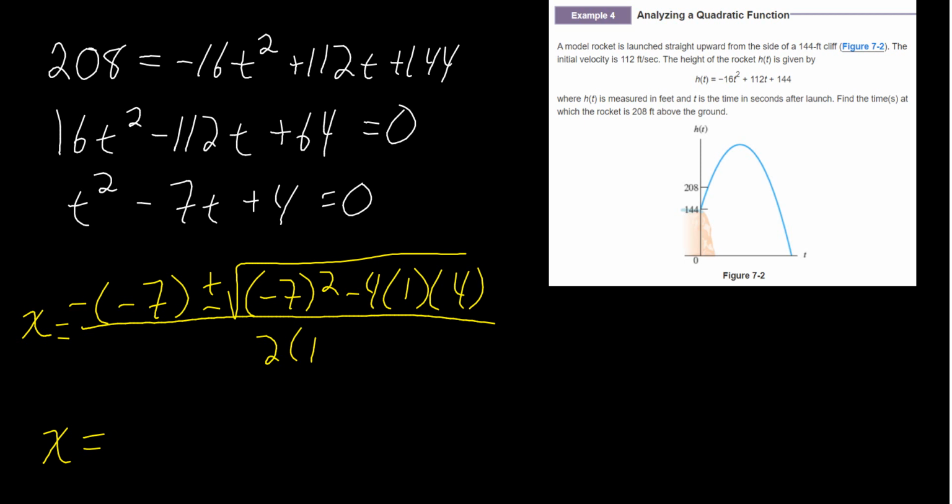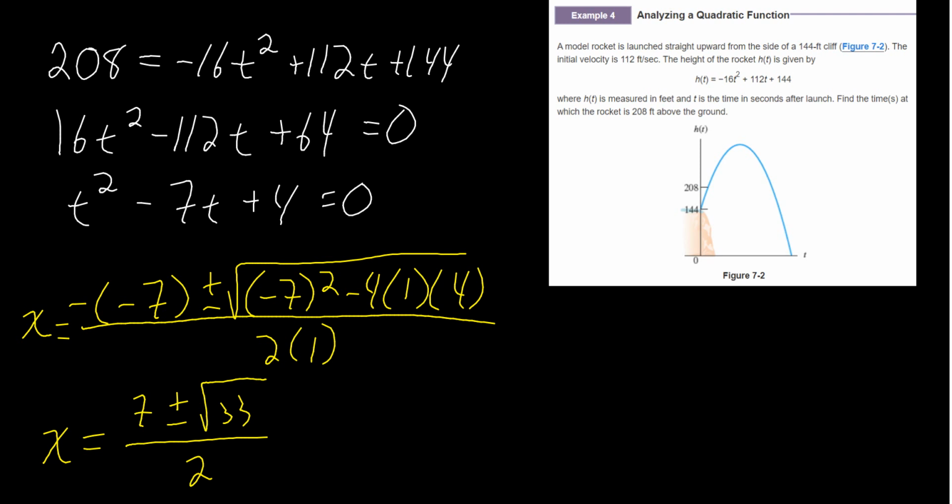Let's just write it like this. So negative 7 is a positive 7 plus or minus. So we've got 49 minus 16, which is 33. So I didn't need a radical that big. And 33, all that over 2.